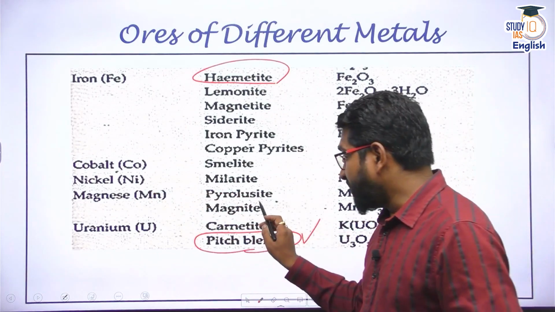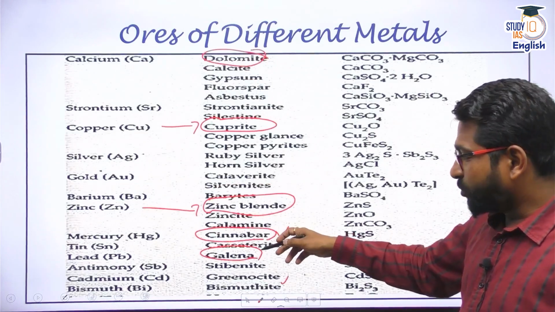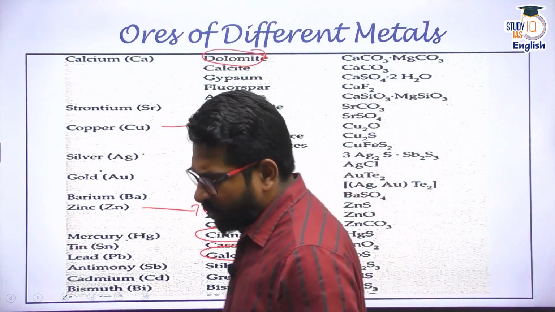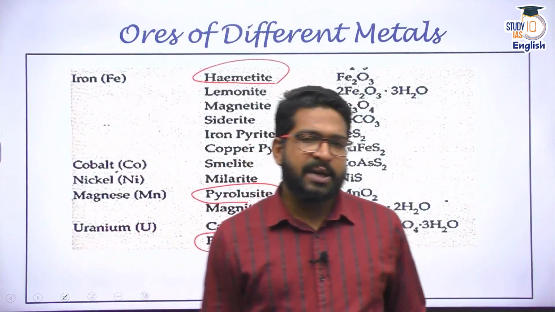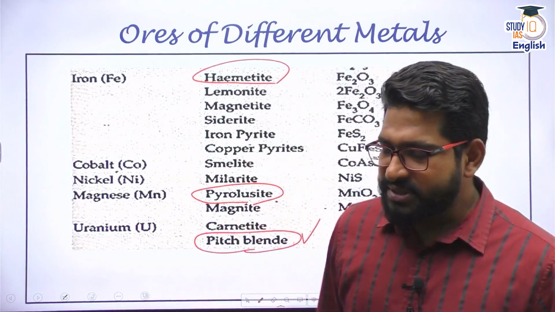For manganese, you have pyrolusite. For others, I have told you galena, cinnabar, zinc blende, etc. These are something on which I can simply create some MCQs. So better remember these.